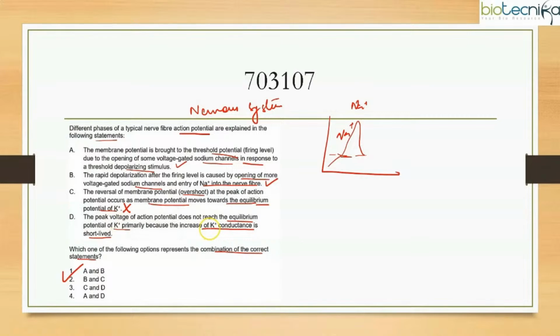D says the peak voltage of action potential does not reach the equilibrium potential of potassium primarily because the increase of potassium conductance is short-lived. Now here, as I said, it is not the equilibrium potential of potassium. It is trying to reach the equilibrium potential of sodium. So again D is incorrect. So if you see this graph, accordingly the right answer is A and B, that is option 1.